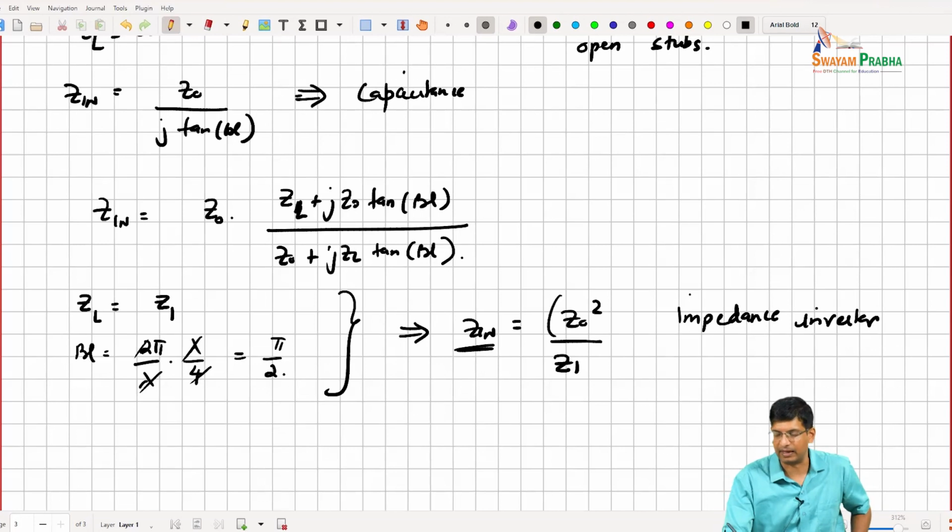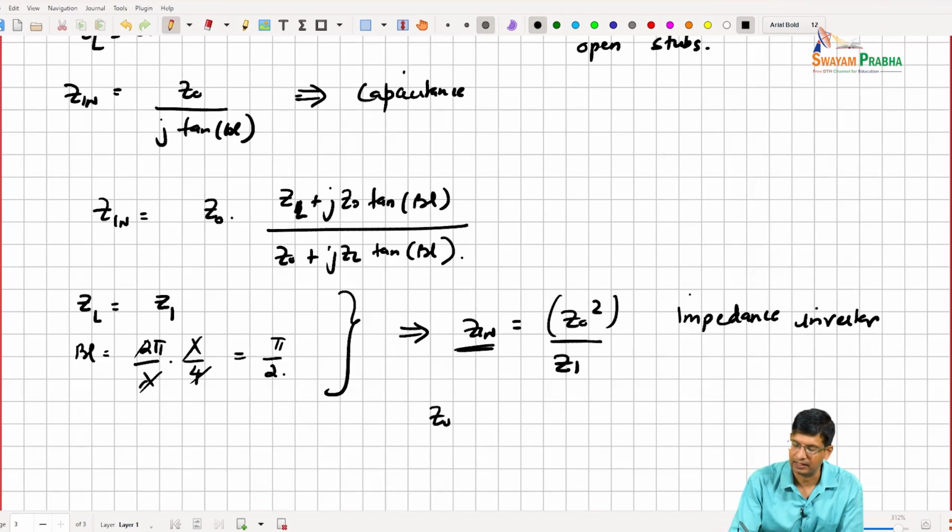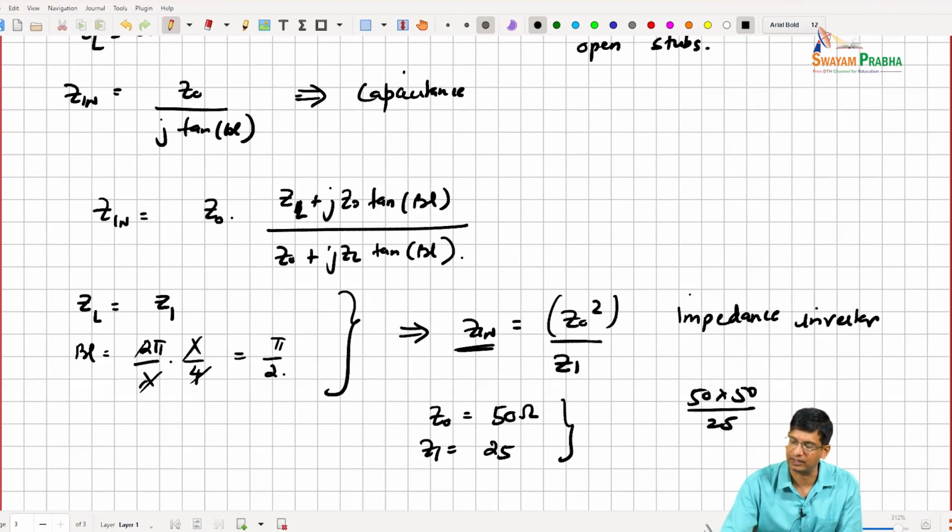Once again, by controlling Z0, you can transform that Z1 to Zin, and in particular this is very useful. For example, let's say Z0 is a characteristic of 50 ohms and Z1 is 25. Then we see 50 times 50 divided by 25, so we will effectively see a 100 ohm impedance.